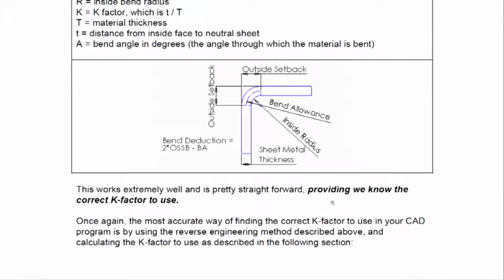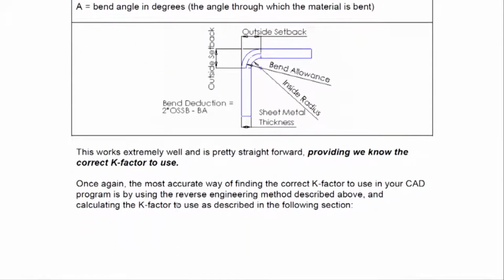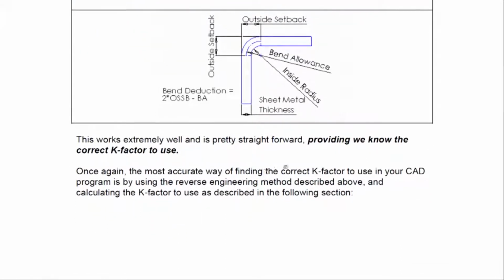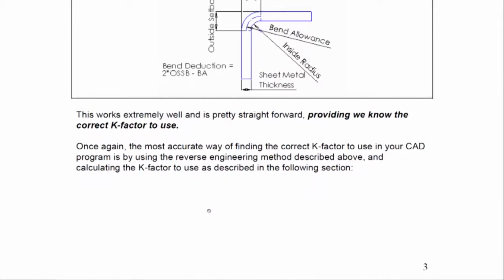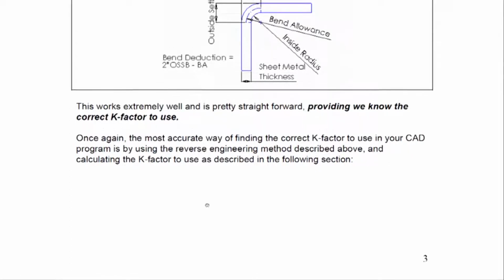Extremely well and straightforward, provided we know the correct K factor to use. Once again, the most accurate way of finding the K factor is by using the reverse engineering method described, and calculating the K factor for use as described later. Reverse engineering means make a sample, bend it and get back, because it is a physical phenomenon. The equation does not cause the phenomenon, it only describes the phenomenon and then how we can use it.